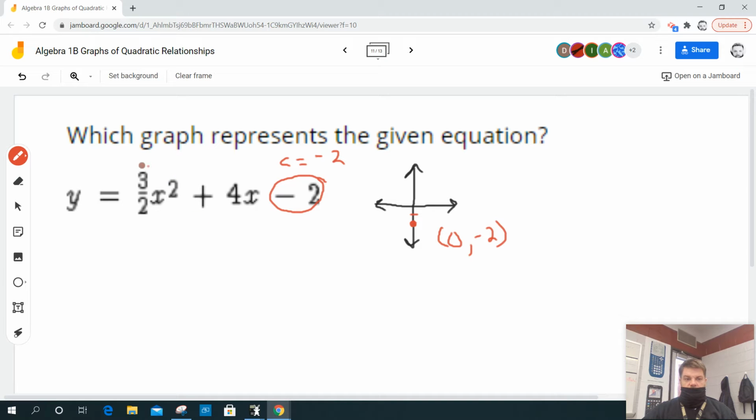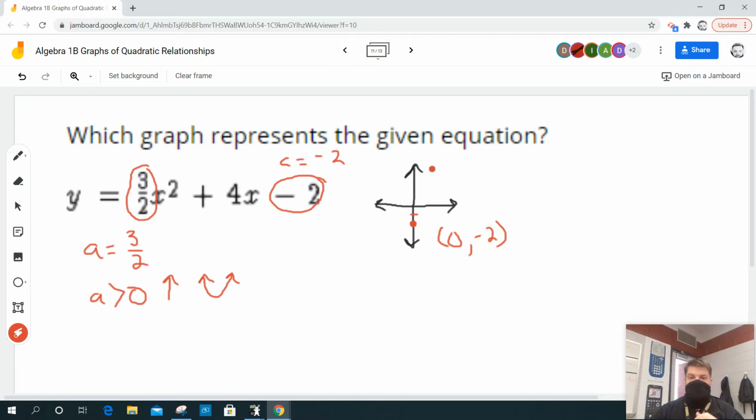I know that because my A term is positive, in other words, A is greater than 0, my graph is going to open up. So it's going to swoop through, cross right here, and then come up somewhere else. All right. So I know that's what it's going to look like. How do I verify? Oh, we'll just plug it in the calculator.